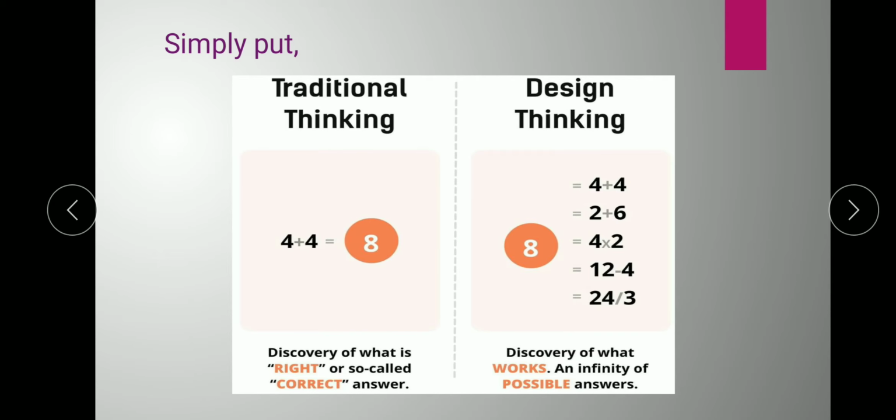So this is the basic difference. If I need an answer of 8, a design thinker would come up with 4 plus 4 or 2 plus 6 or 4 into 2, with infinite possible sequences. But a traditional thinker would just come up with the so-called correct answer. So this is the difference between a traditional thinker and a design thinker.